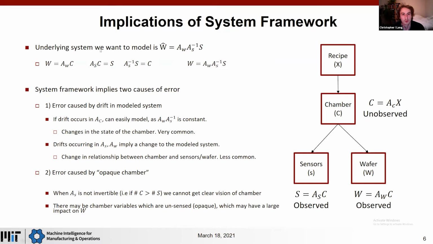So with this framework in mind, we can think a little bit about the system itself that we're trying to model. What we're trying to do is predict these wafer variables as a function of our observed sensor variables. So if we know that the wafer variables are AW times the chamber variables, and we know that the sensor variables are AS times the chamber variables, we can say that the chamber variables are AS inverse times S, and then we can rewrite the wafer variables as AW AS inverse times S. So this means that we actually don't care about the relationship between the recipe and the chamber. We only care about the relationship between the chamber and the sensor, and the chamber and the wafer.